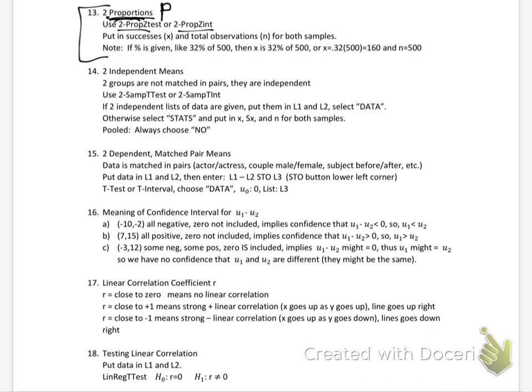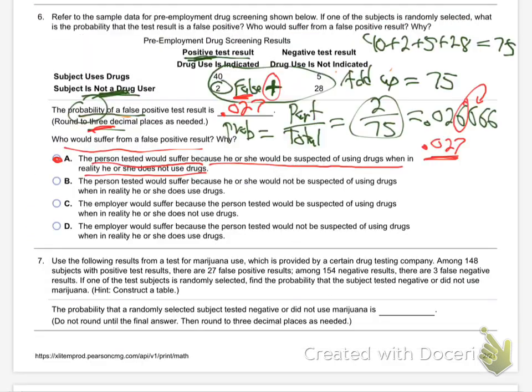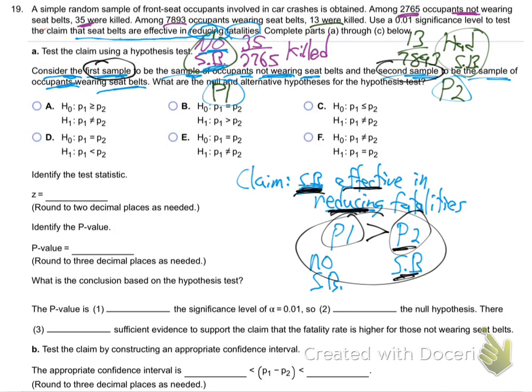So it's number 13 on the final exam notes. Because there's clearly a first sample and a second sample, and they are P's. Two proportions, and there's the claim.